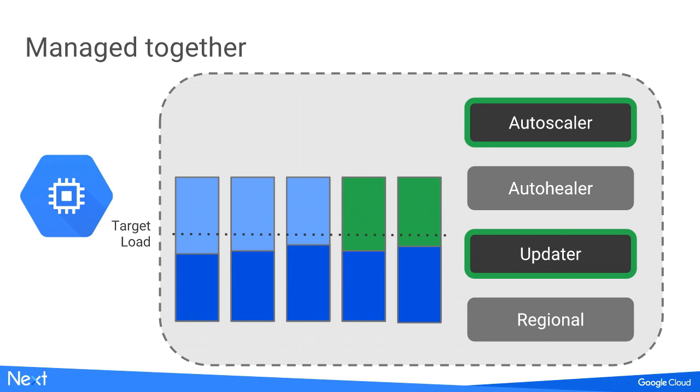Now, if in the middle of the update there was actually more traffic, and suddenly the autoscaler thought, hey, I need 6 machines, then it would spin up additional machines. So it's not like it's paused. It's just including what's happening in its overall calculations. So that's the idea of it being an integrated system.